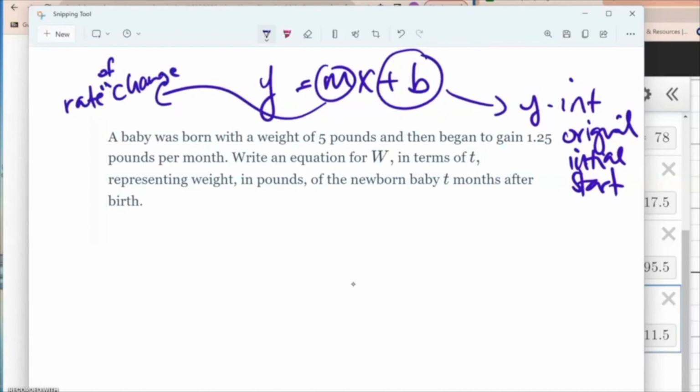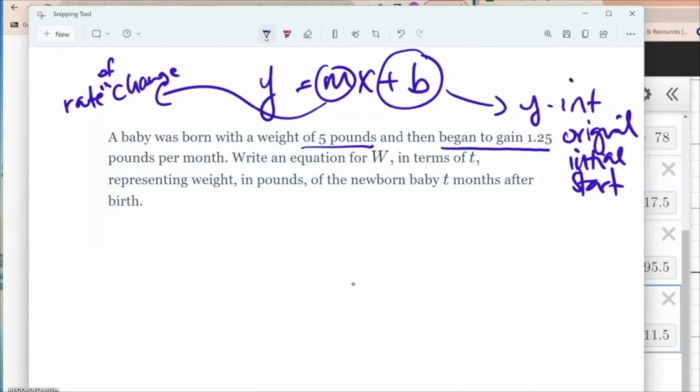All right, so a baby is born with a weight of 5 pounds. So it's 5 pounds, your start or how it's changing. If I say a baby is born with a weight of 5 pounds, is that what I start with, or is that how it's changing every whatever? Well, if you're not sure, you read the rest of the question: and began to gain 1.25. Now that you know the second sentence, which one does 5 mean? The baby is born with a weight of 5 pounds. Starts, okay, so 5 pounds is my y-intercept.